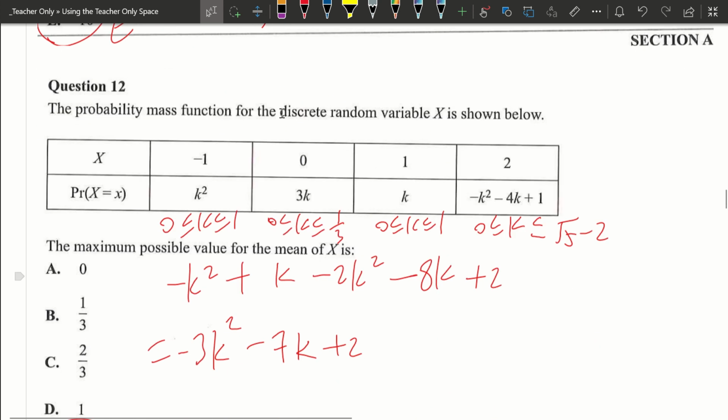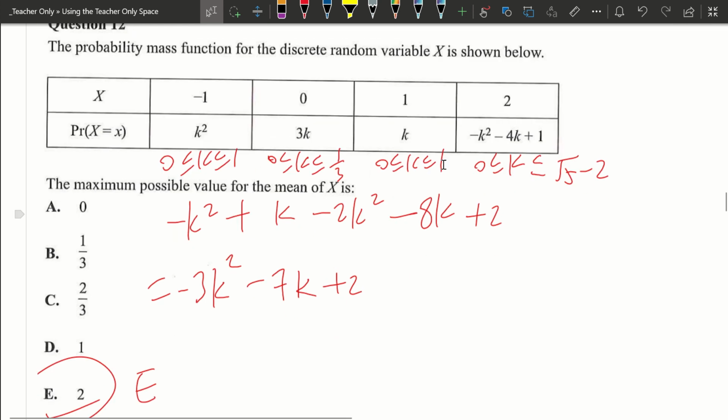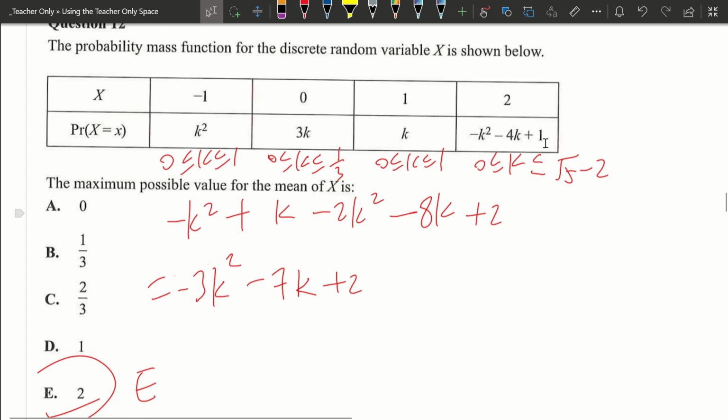All right, question 12. The probability density function, I'm not sure why it's called mass function here, it's not wrong, but I think at least in the Cambridge textbook, it's called the probability density function. For the discrete random variable x is shown below, and it's got the outcomes -1, 0, 1, 2, which is the x value, and the probability of each outcome, and they're all written in terms of k, so they're all unknown to us. The probabilities are not concrete numbers.